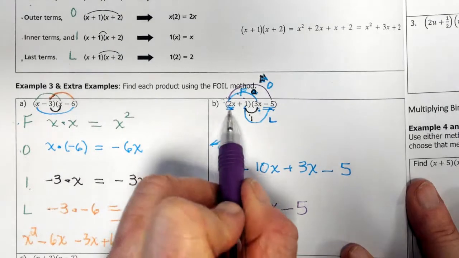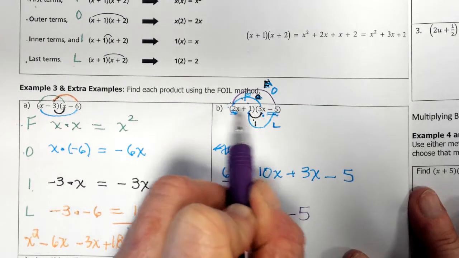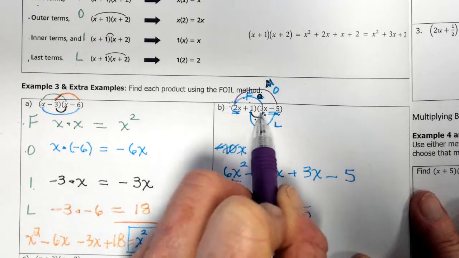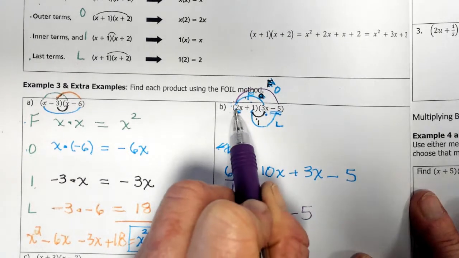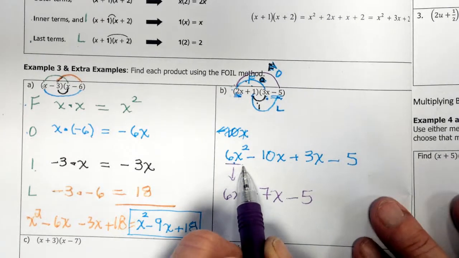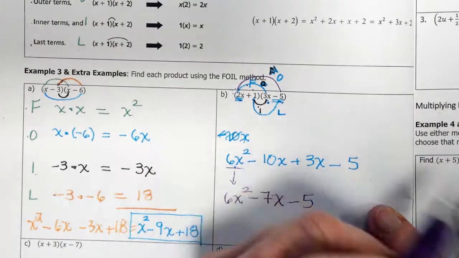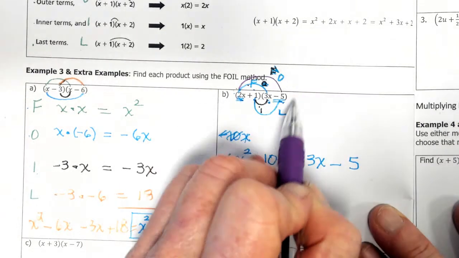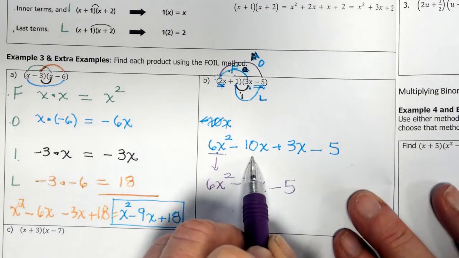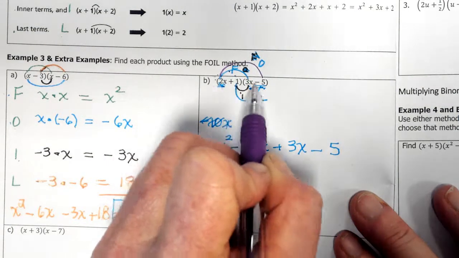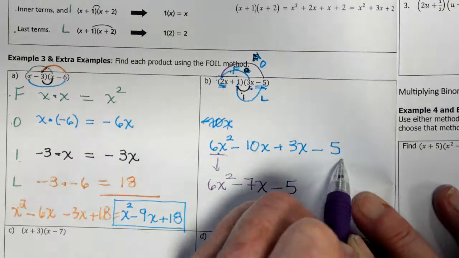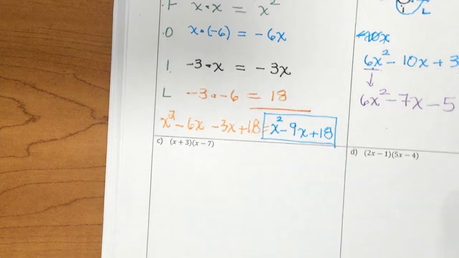So, what did I multiply first? I multiplied my first terms, 2x and 3x. Those are my first terms of my binomial. So 2x times 3x is 6x squared. Then I went to the outer terms. The outer term of each binomial, which is 2x and negative 5, which gave me negative 10x. Then I went inner, 1 times 3x, and then last, 1 times negative 5. Combine like terms.